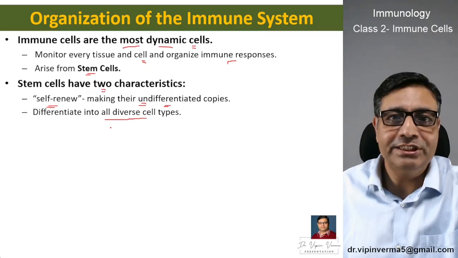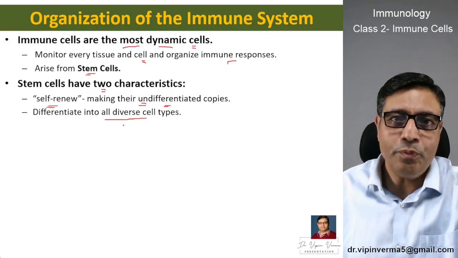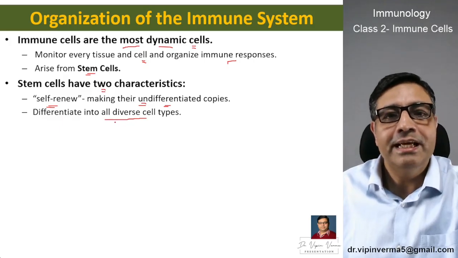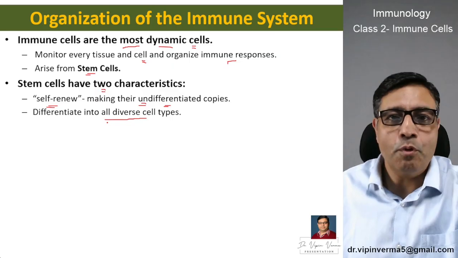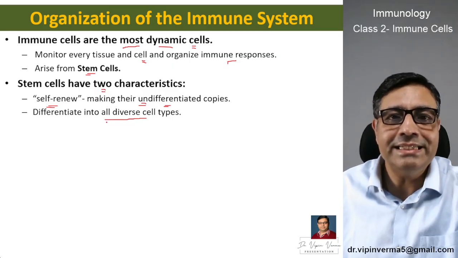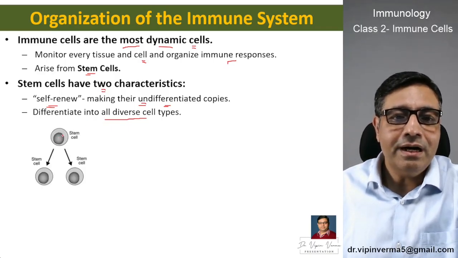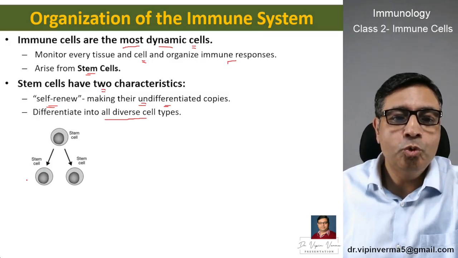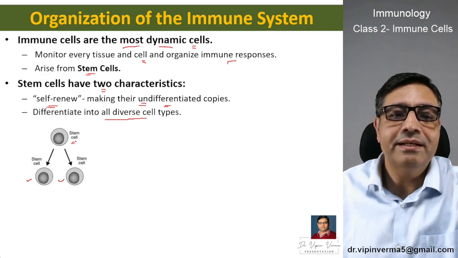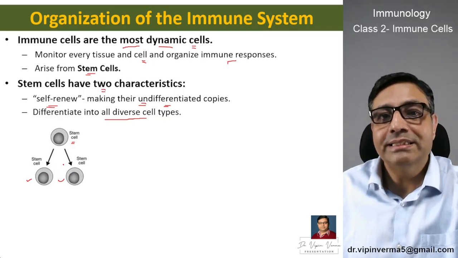So they are the undifferentiated cells which can self renew, as well as differentiate into all diverse cells inside our body. These two characteristics make any cell a stem cell. Fine. Now, a stem cell can divide into two daughter cells which have the same characteristics as the mother cell. So one stem cell can divide into two stem cells. This process is known as self renewal because it is making two copies. And these two copies can again either differentiate or self renew.